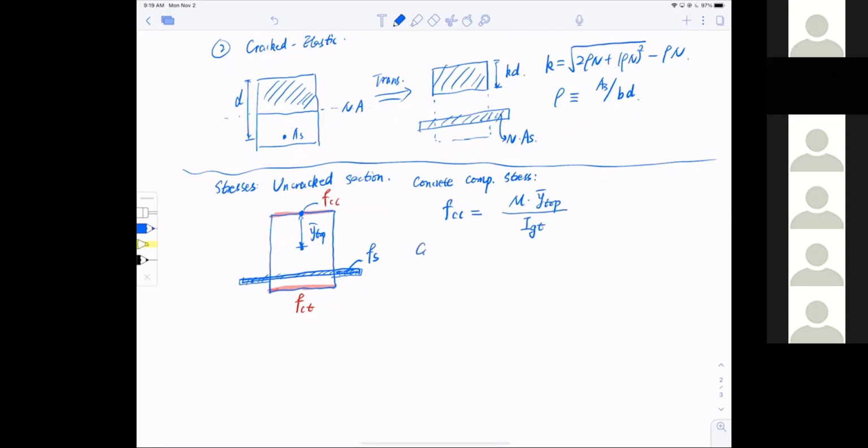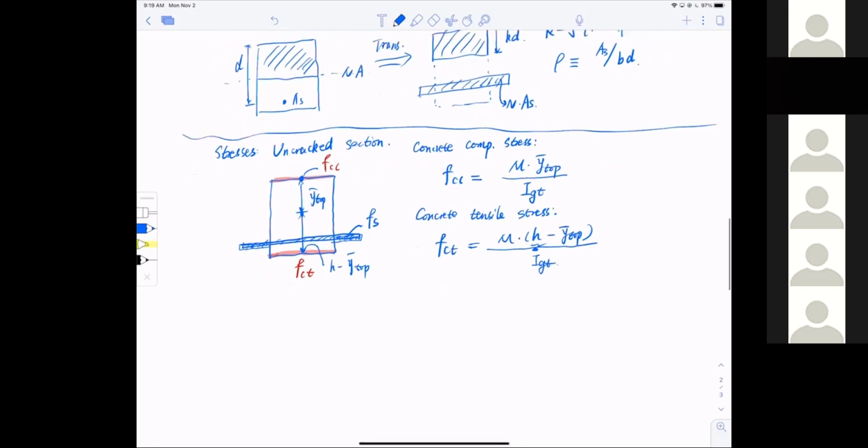And concrete tensile stress, which is FCT, equals the moment multiplied by the distance, which is H. Be careful, this is the height of the section. H minus Y top. Let me lay it out: this is H minus Y top, divided by the transformed moment of inertia, IGT.